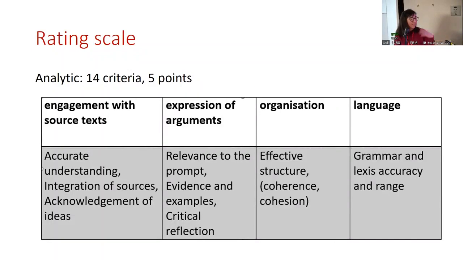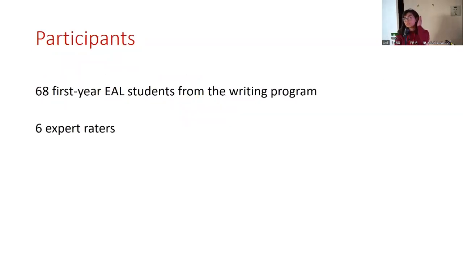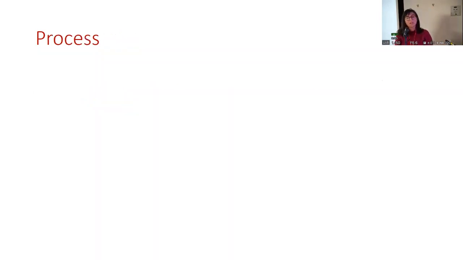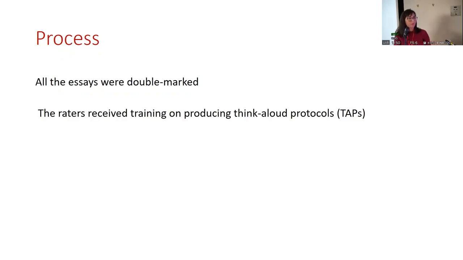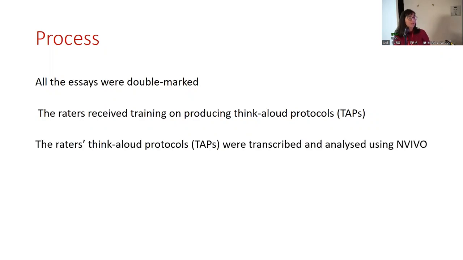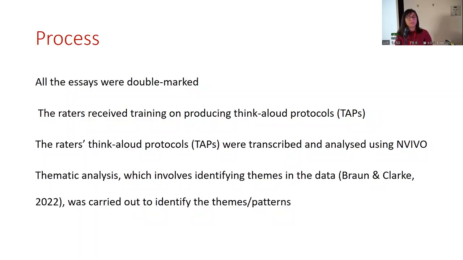Of course, I'm not presenting the actual rating scale here, but the main point was that it's designed to elicit students' engagement with source text, expression of arguments, organization, and language. The participants were 68 first-year English as an additional language students from the writing program and 6 expert raters. All the essays were double marked, and the raters received training on producing their think-aloud protocols. I analyzed these protocols based on Braun and Clarke's thematic analysis.